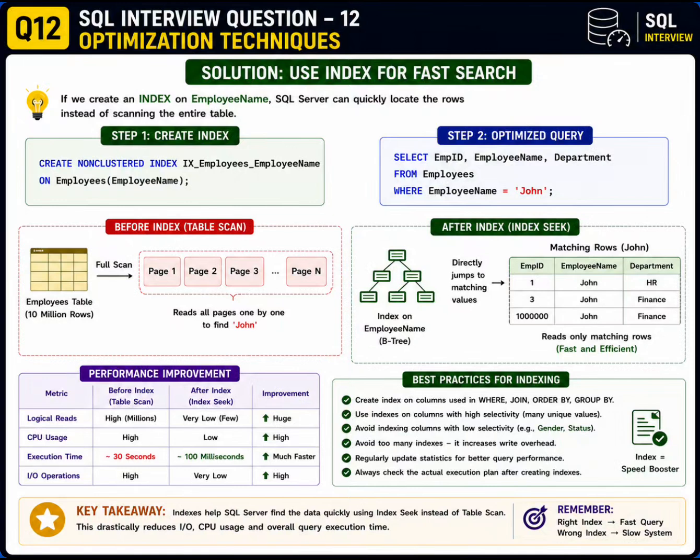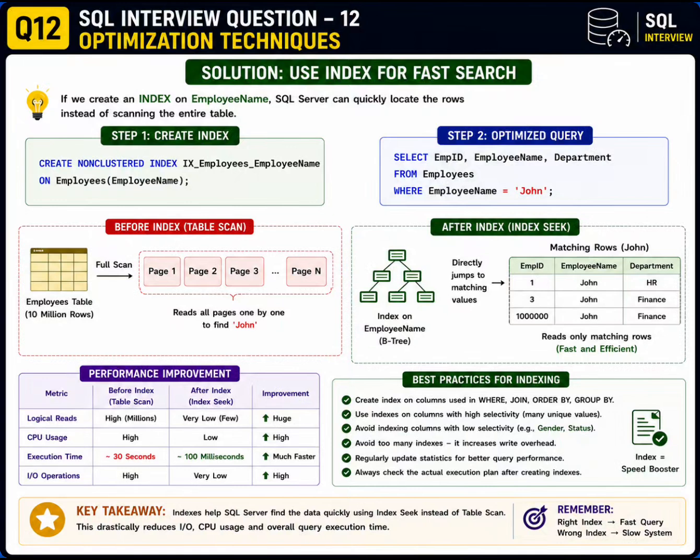So, table scan versus index seek. Before the index, SQL performs a table scan and reads all 10 million rows. Execution time is 30 seconds. After the index, SQL performs an index seek, so it directly finds the name John without scanning the entire table. So the execution time is 100 milliseconds. That is very little time. Huge improvement, you can see.